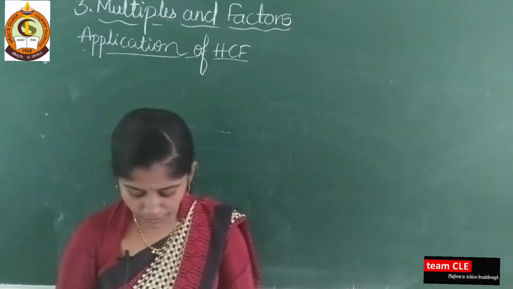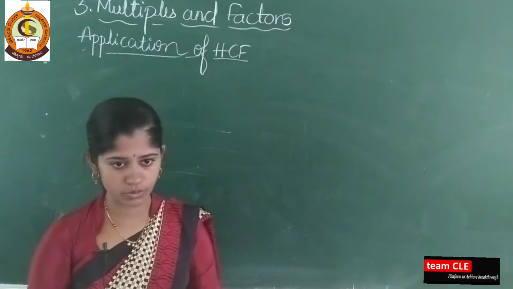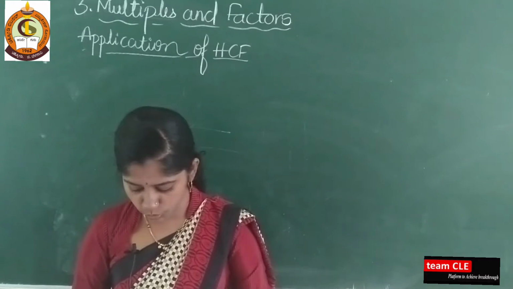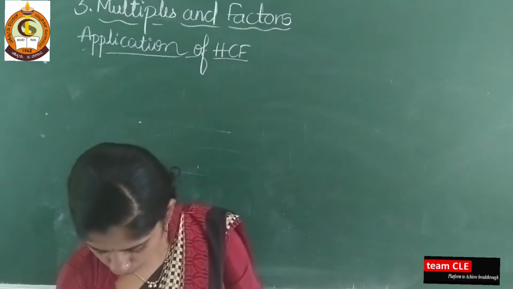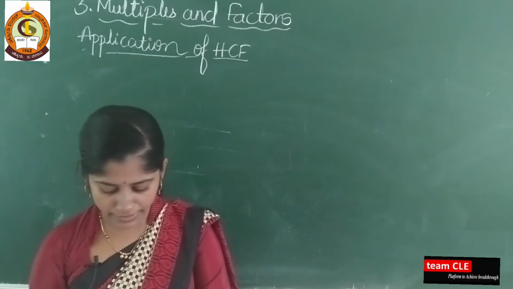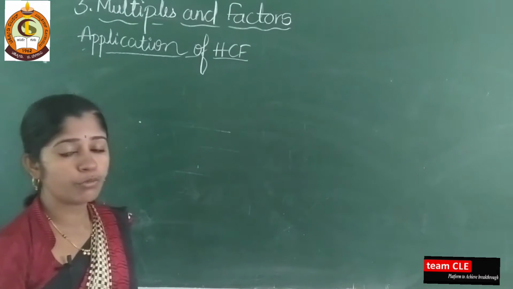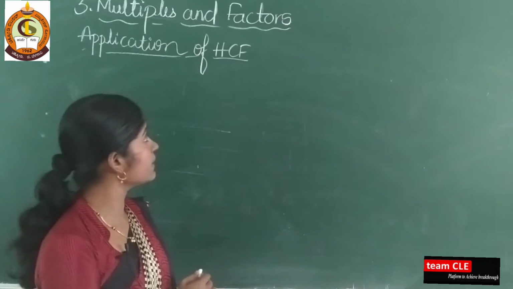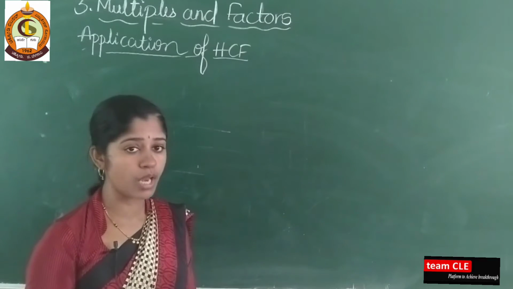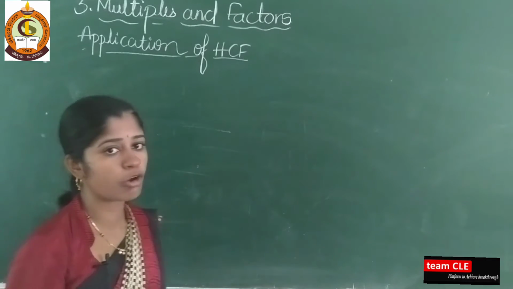Here the first question is: there are 32 rasgullas and 48 burpees in two boxes. What is the largest number of boxes in which rasgullas and burpees can be packed together such that an equal number of both are there in each box? Once you know how to find the HCF, you come to know the maximum number of rasgullas and burpees we can pack in one box. So we want the maximum number of boxes.